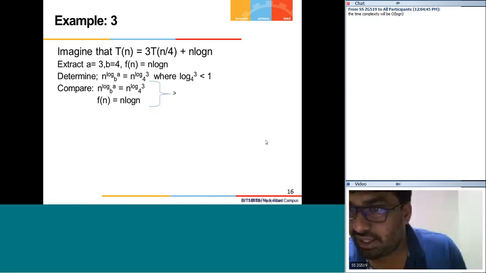Till here you are okay, it's greater. f(n) is greater than n^(log_b a) times something, and n^(log 3/4) is n^(log 3/4). We assume it is less than 1 in our condition.